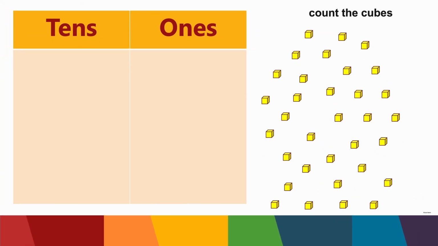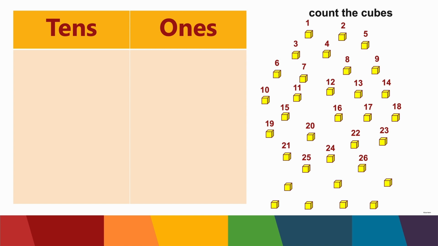Let's count the cubes. 1, 2, 3, 4, 5, 6, 7, 8, 9, 10, 11, 12, 13, 14, 15, 16, 17, 18, 19, 20, 21, 22, 23, 24, 25, 26, 27, 28, 29, 30, 31, 32, 33. 33. Let's arrange them on our place value mat. Take as many units of 10 and put them in the tens column, and whatever's left over remains in the ones column. It should look like this.